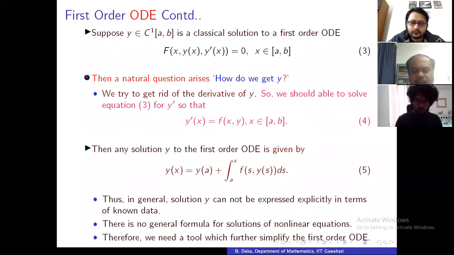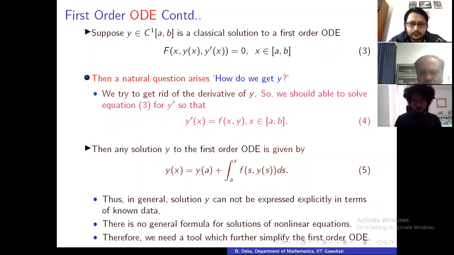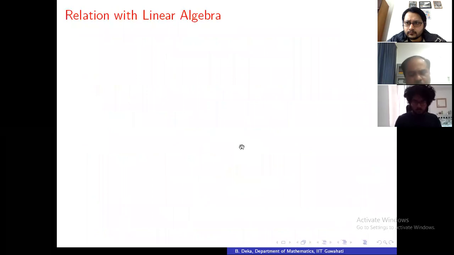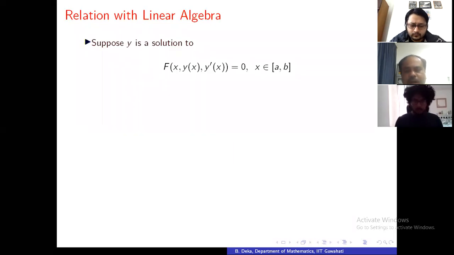So now we need another tool. Simply solving for y'(x) and then integrating over the interval a to x may not serve your purpose, because that may not give you an explicit form of the solution. So you need another tool to further simplify your first order equation. Once you wish to further simplify your equation, you have to write the equation in operator notation, and through some basic definitions of linear algebra that can be used to simplify your equation. So suppose y is a solution of this equation.